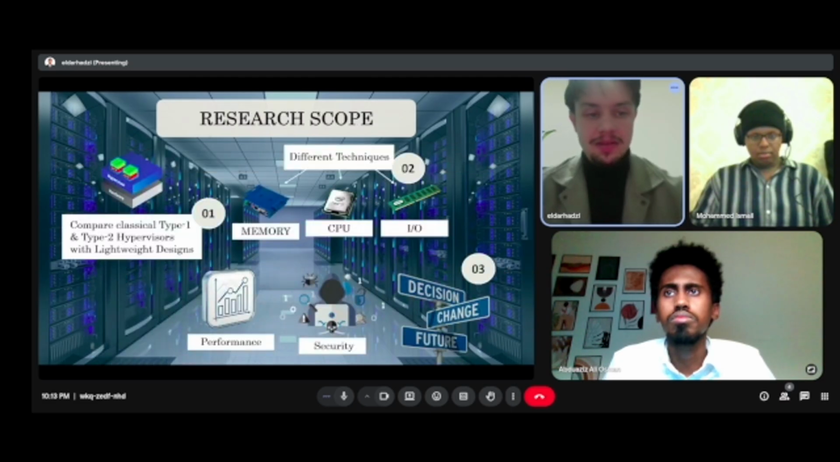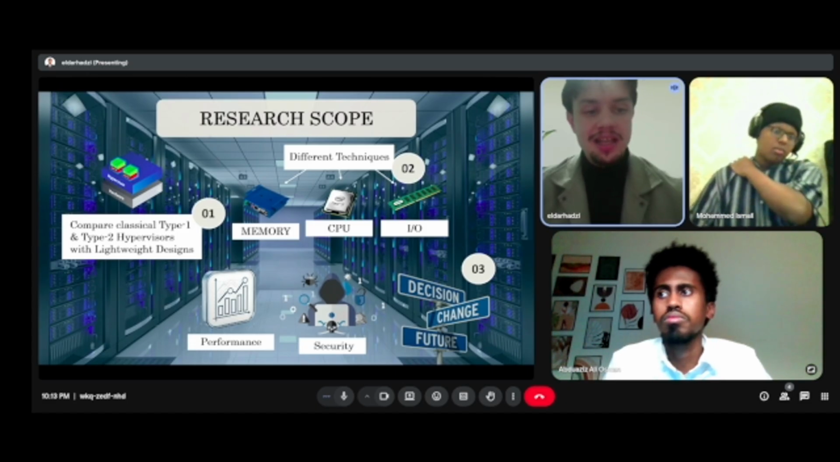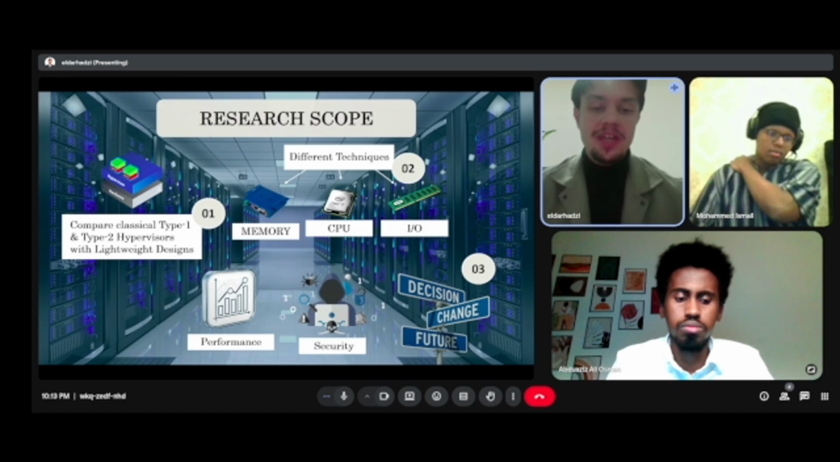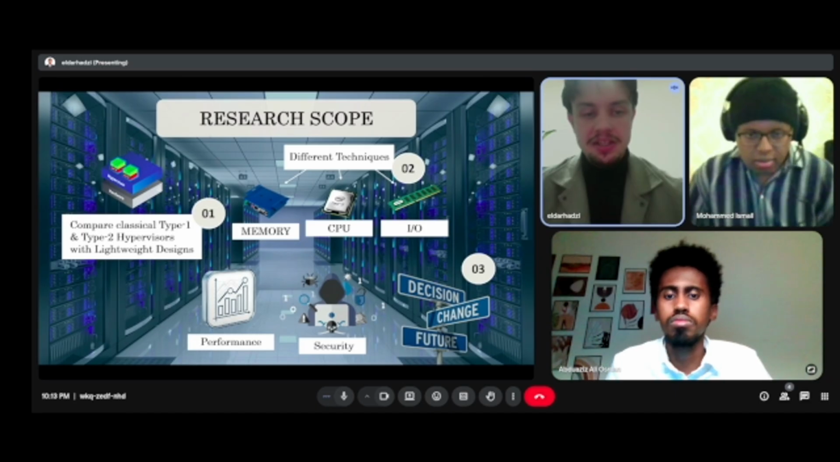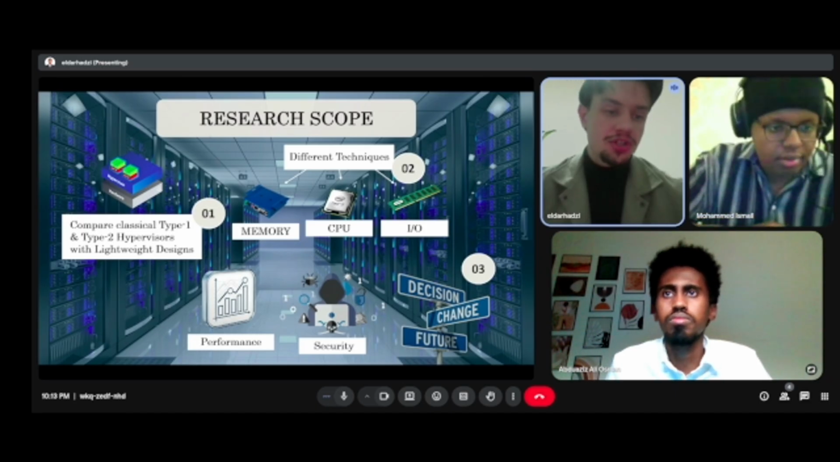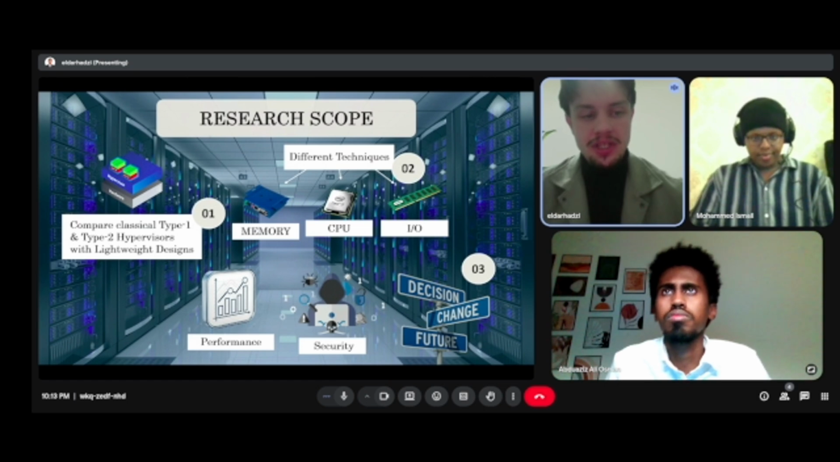And in our research scope, we will compare type 1 and type 2 hypervisors with the new lightweight designs like Firecracker. We analyze CPU, memory, and I/O technologies, performance threats, security implications, and future directions such as AI-driven scheduling and confidential computing.